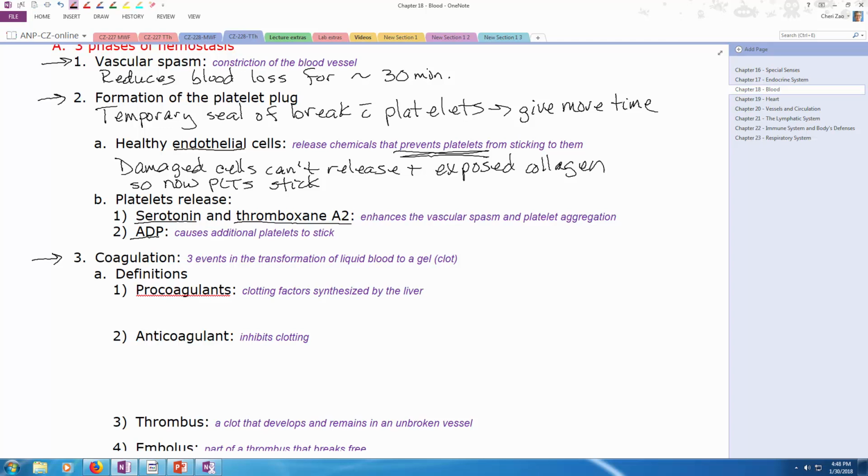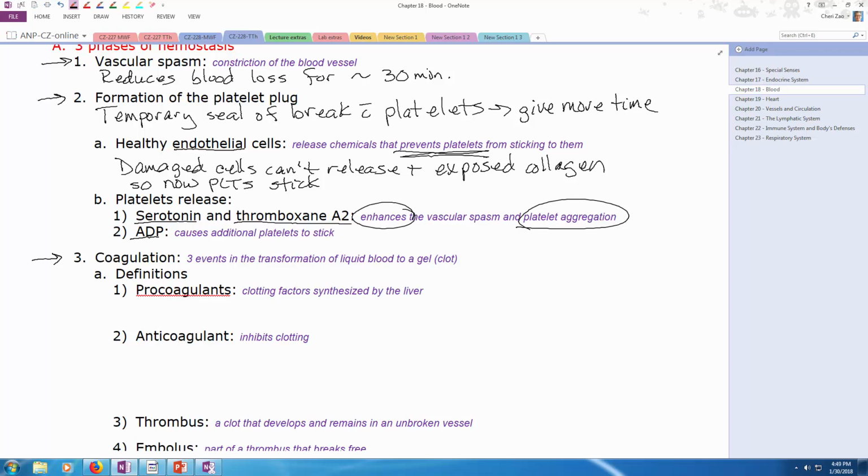And serotonin and thromboxane A2 does two things, whereas ADP only does one thing. Serotonin and thromboxane A2 enhances the vascular spasm. So in other words, extends the time of the vascular spasm chemically, because the neuronal thing actually will fatigue. And promote more platelet aggregation. So what does platelet aggregation, that word, mean to you guys? They're collecting, right? More platelets. So we're then releasing more serotonin, more thromboxane A2, and also ADP.